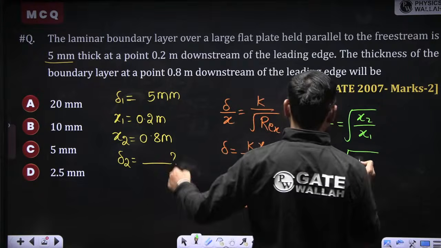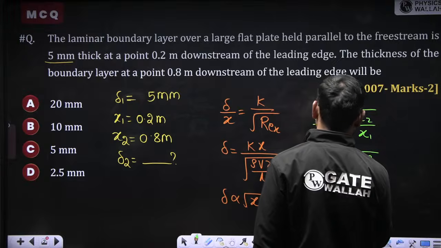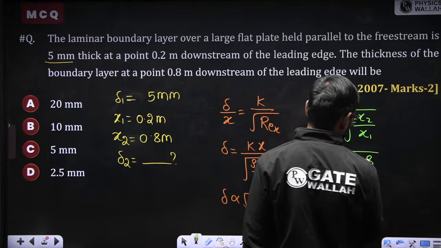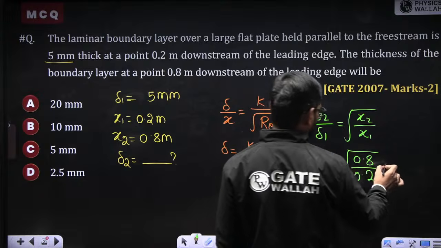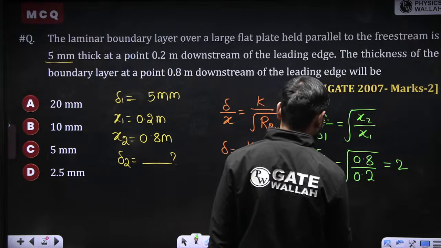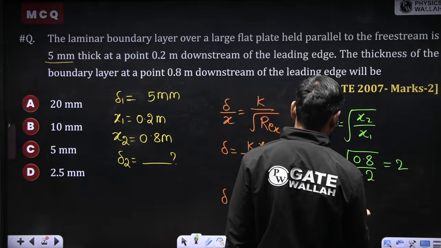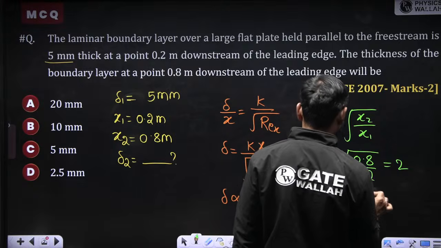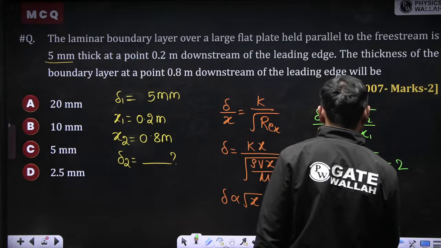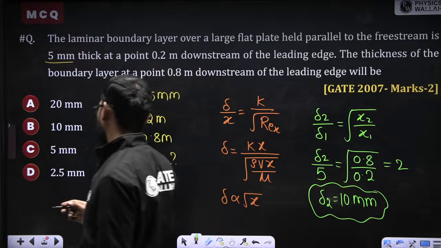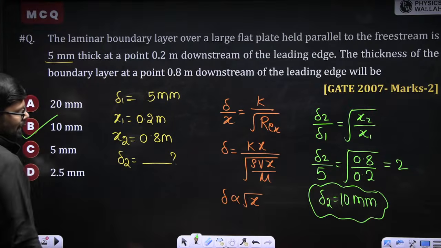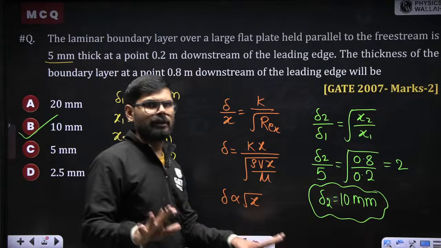So delta 2 is the under root of 0.8 divided by 0.2. The point cancels out, it becomes root 4, which is 2. So delta 2 will come to 10 mm. So B is going to be your correct answer. It's a very simple problem, a very important problem.